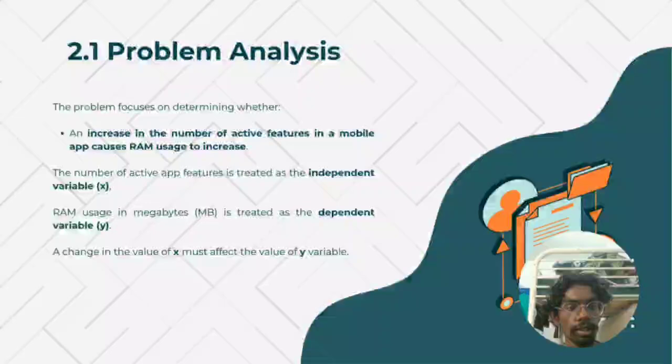The problem focuses on determining whether an increase in the number of active features in a mobile app causes RAM usage to increase. The number of active app features is treated as the independent variable, which is X, and the RAM usage in megabytes is treated as the dependent variable, which is Y. So our hypothesis for this project is a change in the value of X must affect the value of Y variable.